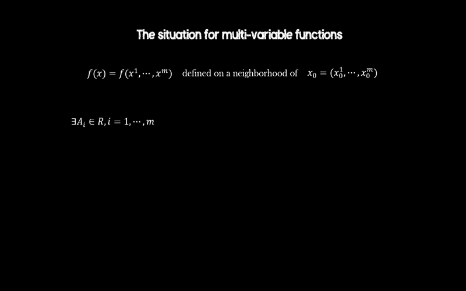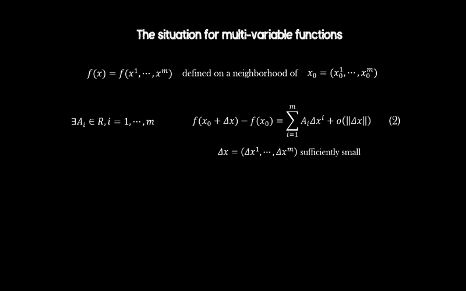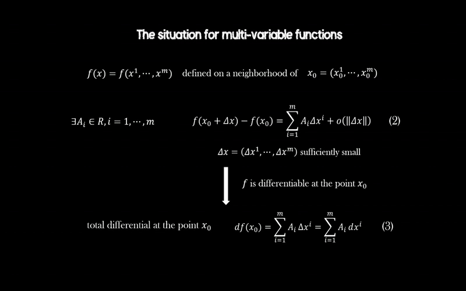It's more ridiculous when we turn to the calculus of functions of multiple variables. Set a function of m variables f(x) = f(x1, ..., xm), which is defined on a neighborhood of the point x0 = (x01, ..., x0m). If there exist Ai in R, i from 1 to m, for Δx = (Δx1, ..., Δxm) sufficiently small, we have formula 2, then we can say that function f is differentiable at the point x0, and we name this the total differential at x0, which can be marked by formula 3, when we make the convention formula 4.